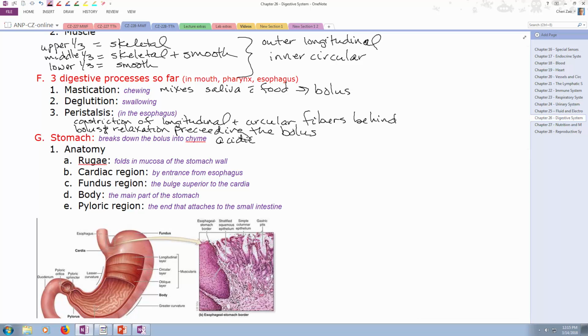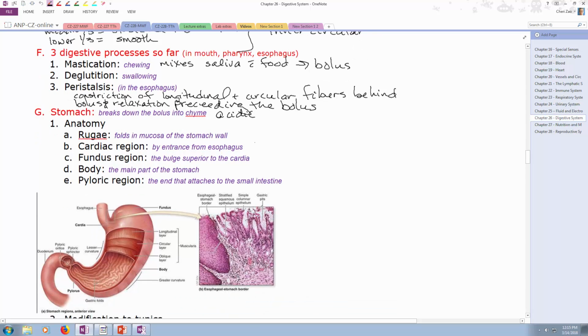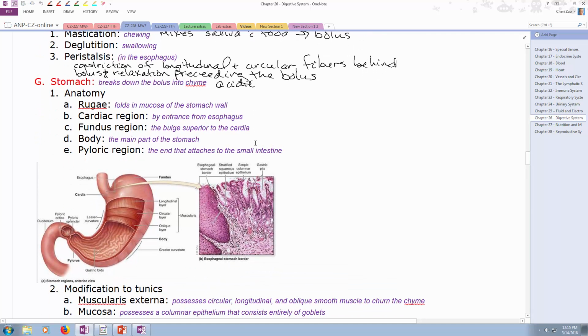And so we'll talk about how we make that bolus into acidic chyme in just a moment, after we go through the anatomy of the stomach. Anatomically, when you look inside the stomach, you will see rugae if the stomach is empty. If the stomach is full, you will not see rugae, because rugae are internal folds that are designed to help with expansion of the stomach.